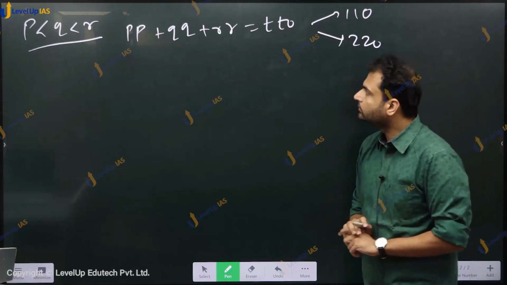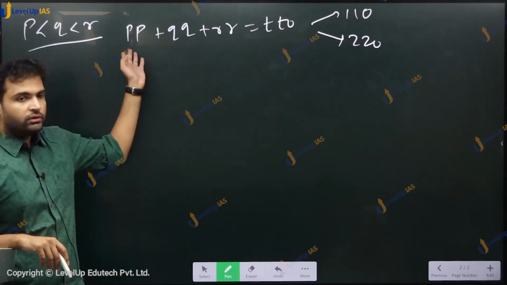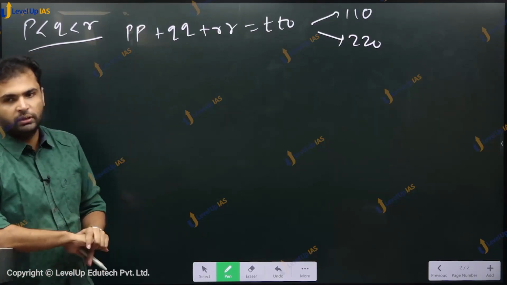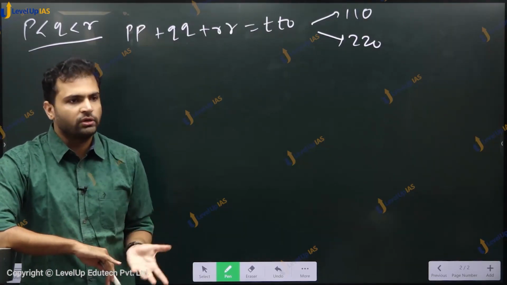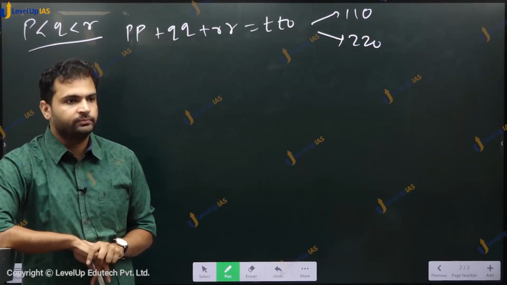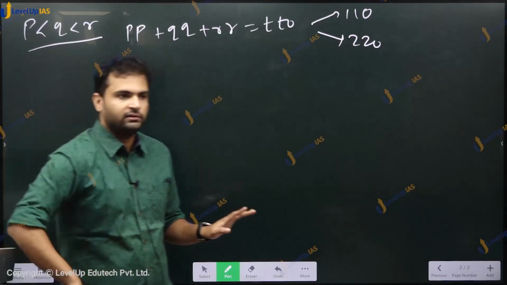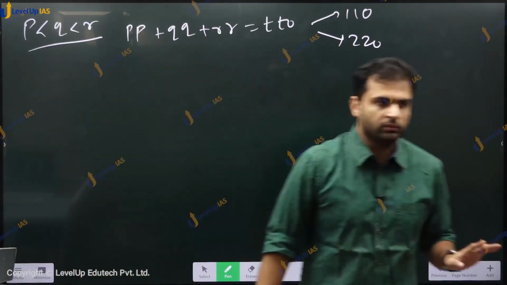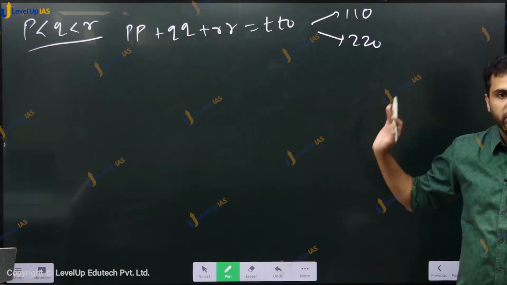Now, looking at values like this, PP, QQ, RR, what intuition do you feel? What should we do with this? Whenever we didn't know what the digits are, what do you do? No, here there are just too many cases.